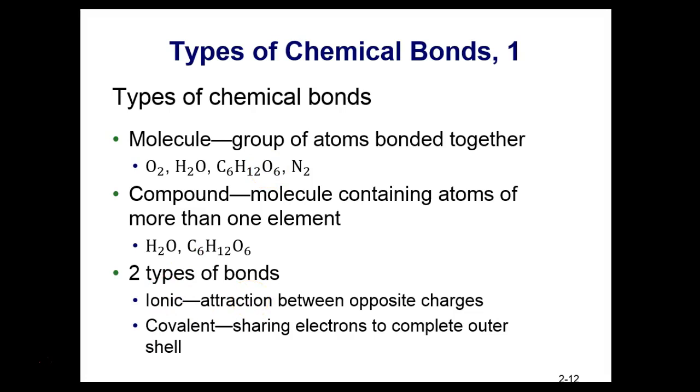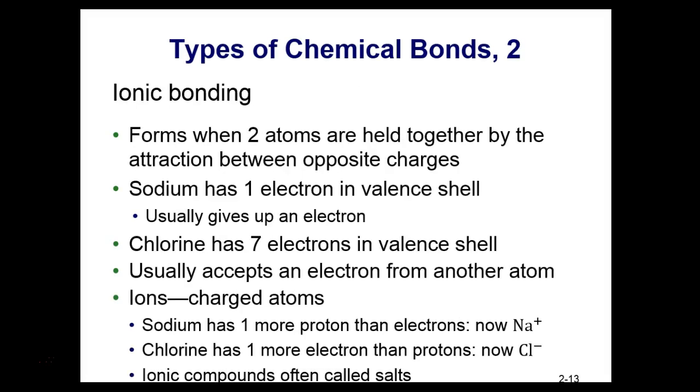Okay. There are 2 types of bond. So ionic bond is when you have an attraction between opposite charges, your positive and negative. And of course you have your covalent bonds, which is the sharing of electrons to actually complete or fill that outer shell to make the molecule more stable.